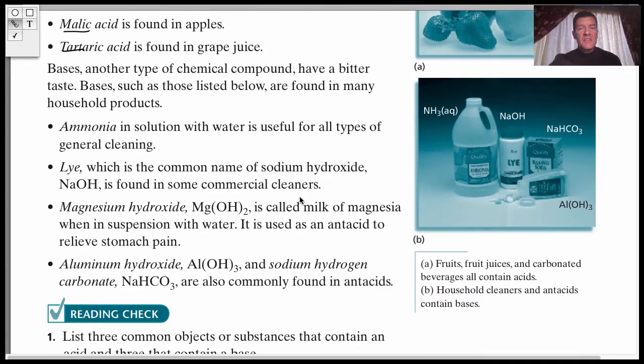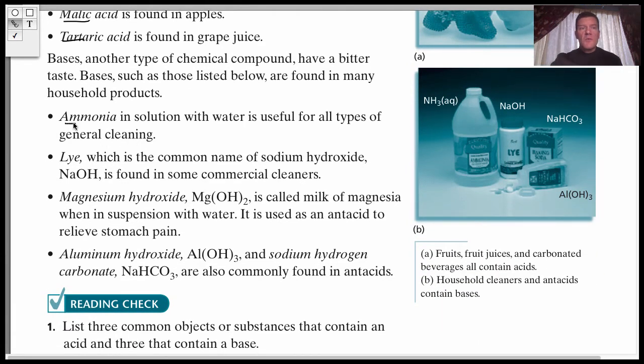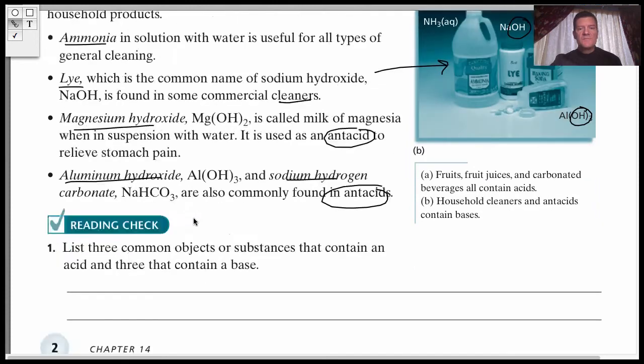And then bases. Bases are very common as well. So ammonia we use for cleaning. There's lye, that's a type of base. That's also used in some cleaners. Magnesium hydroxide is often used along with maybe aluminum hydroxide and sodium hydroxide as antacids to kind of calm your stomach a little bit. Okay, and there's some examples of common bases. And if you look closely, there might be something common in some of these formulas as well. And we're going to be talking about that as well.